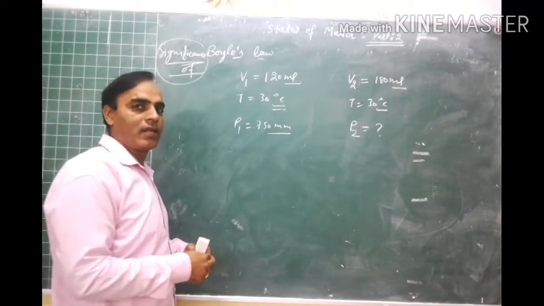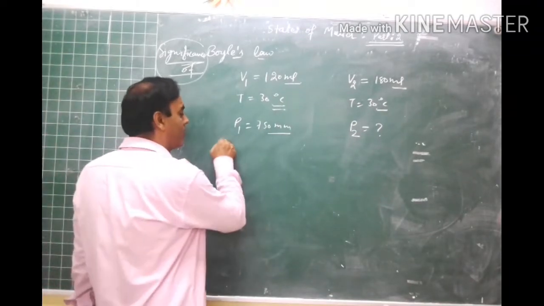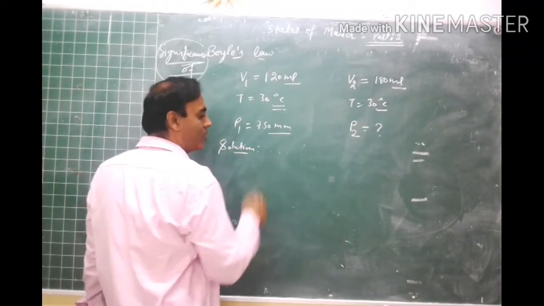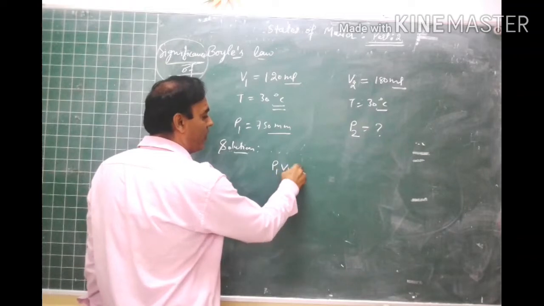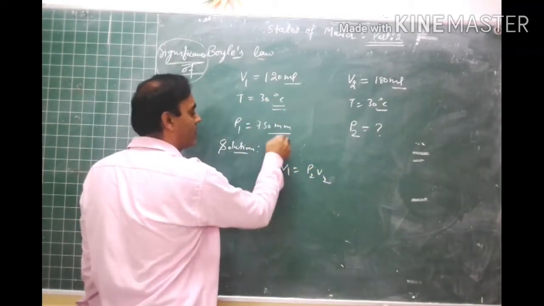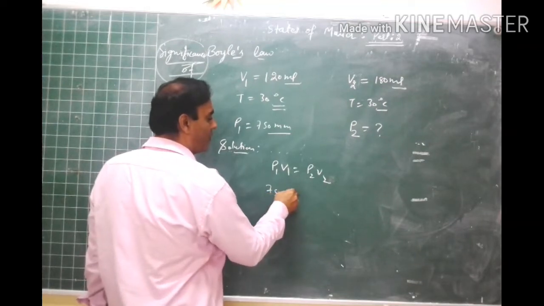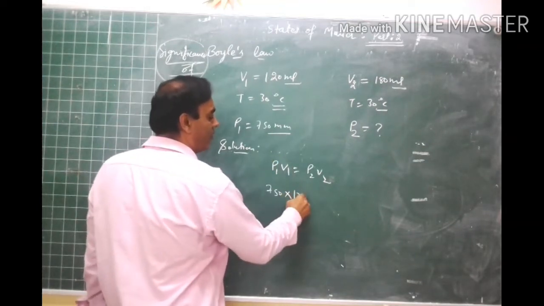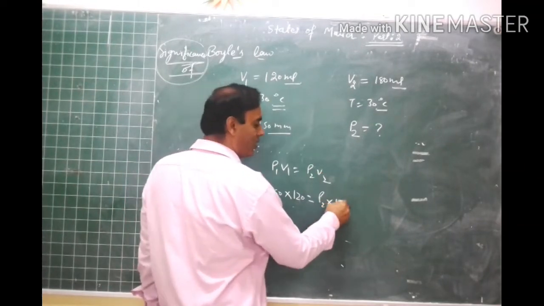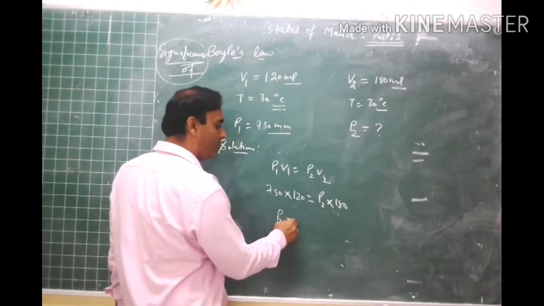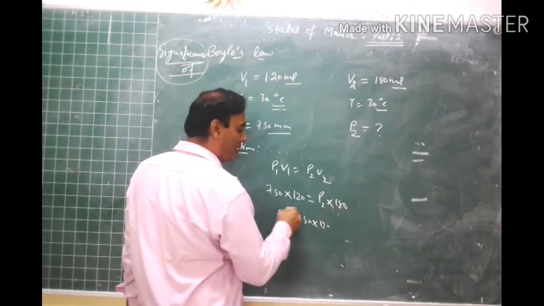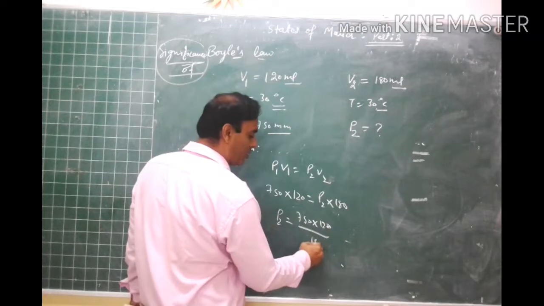So now applying Boyle's law, we can write P1 V1 is equal to P2 V2. What is the value of P1? 750 mm. And what is the value of V1? 120. And P2 we have to calculate. And what is V2? 180 ml. Now solve this. P2 is equal to 750 into 120 divided by 180.